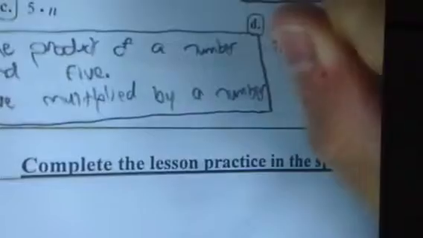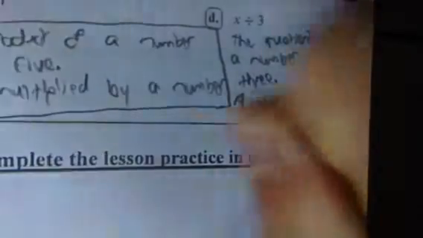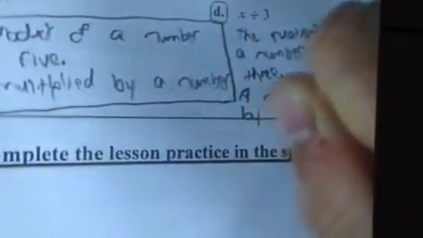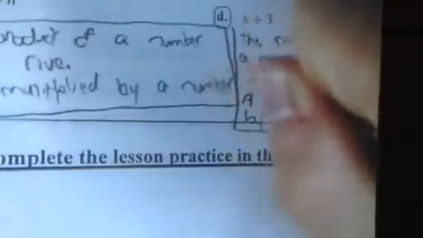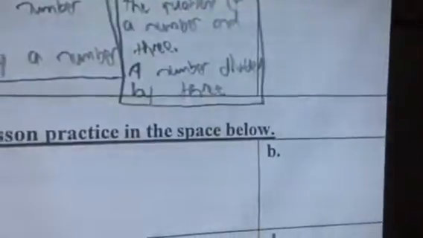I've got x divided by 3, so let's say the quotient of a number and 3, that's one, and then let's do a simple one. A number divided by 3. You're going to have to write kind of small for these. I didn't leave you a lot of space. My fault. The quotient of a number and 3, and then a number divided by 3. Just two different ways of writing x divided by 3.